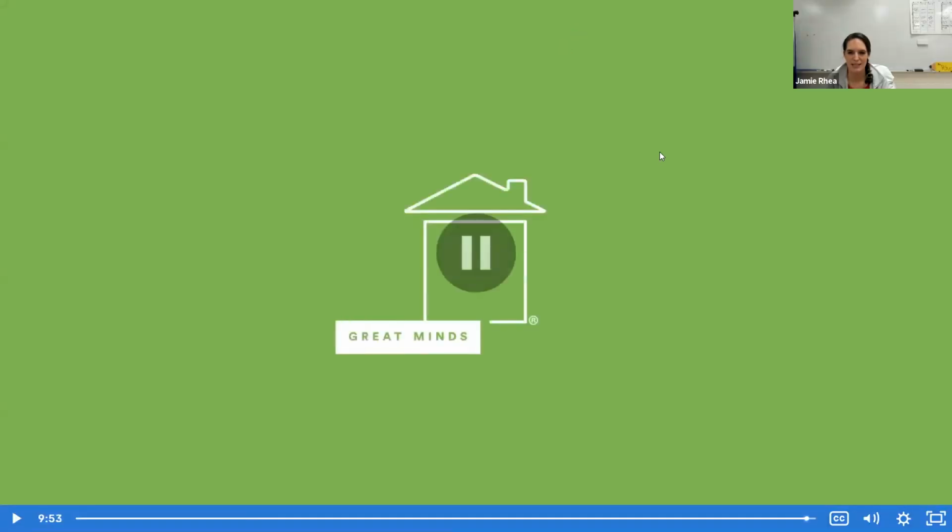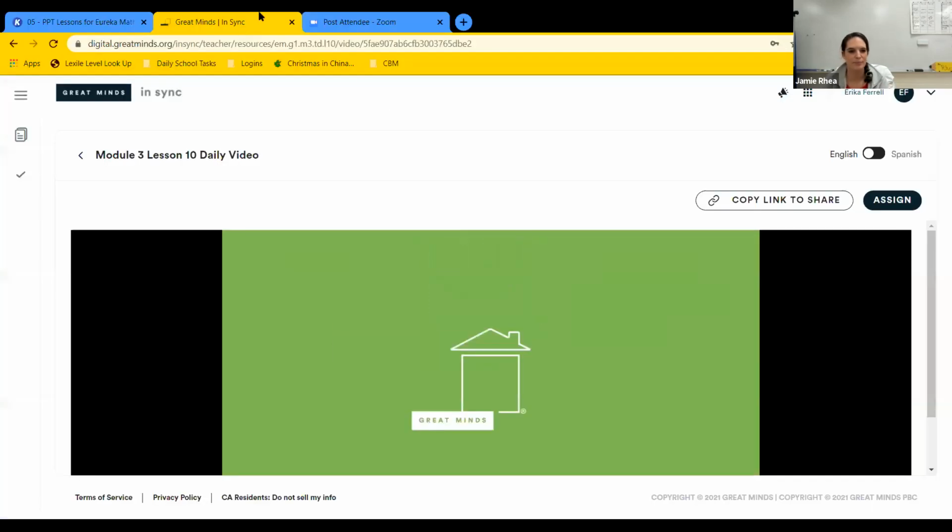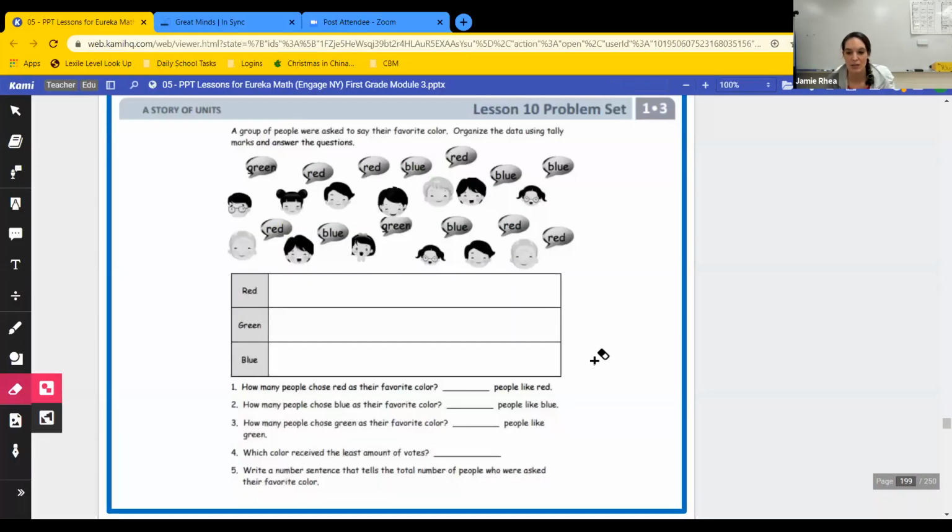Okay, so let's look at our problem set. Get to it. All right. Now, your problem set today, let's read our directions. It says, a group of people were asked to say their favorite color. Organize the data using tally marks and answer the questions, okay? So here it already gives you a table made, but here are all the people who said red, blue, or green, okay? Now, here's what I'm gonna suggest you do.